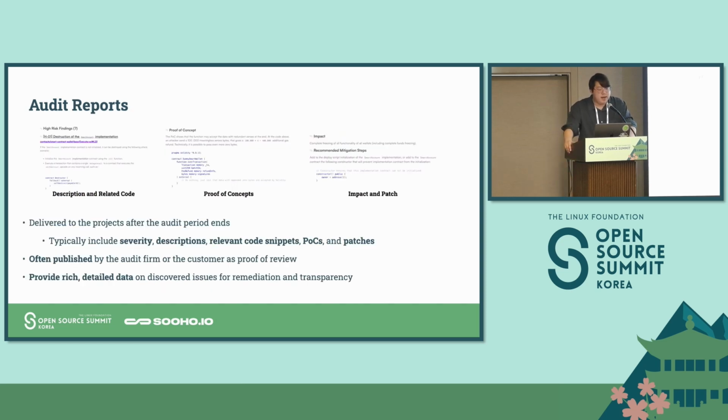When the audit ends, audit reports are delivered to the projects. Reports usually include the severity of vulnerabilities, a detailed description, related code snippets, proof of concepts with test code that can reproduce the bugs, and a patch. Surprisingly, it's often published by the audit firm itself or the project as a proof of audit. They want to prove their software is secure, with some documents.